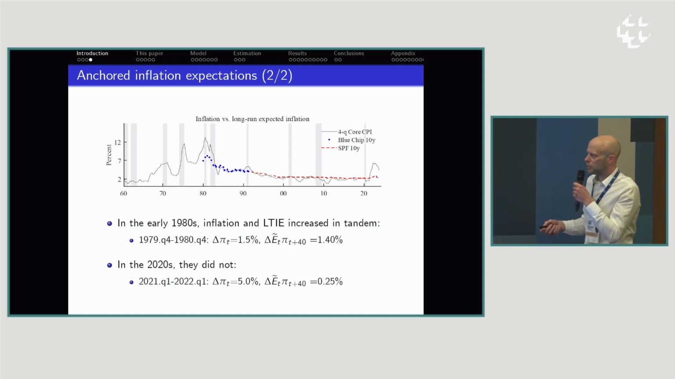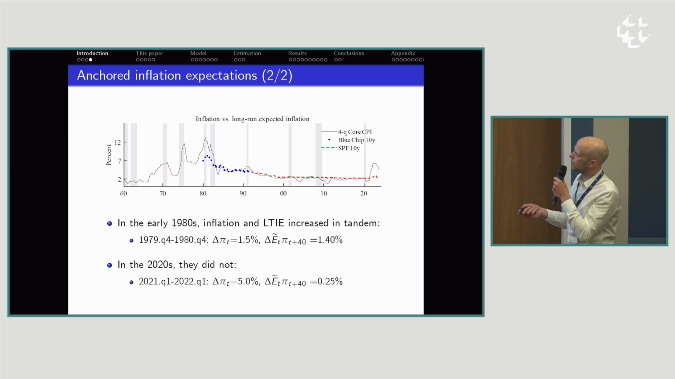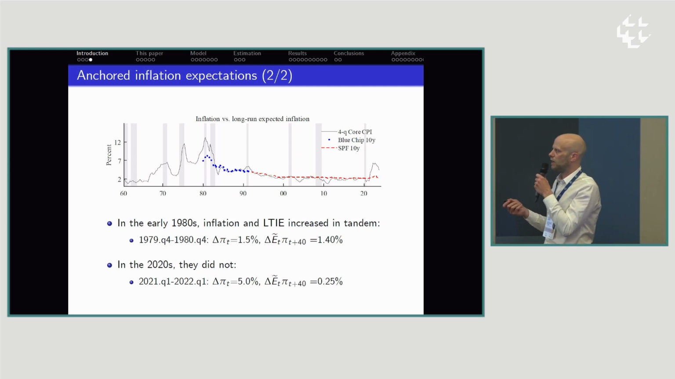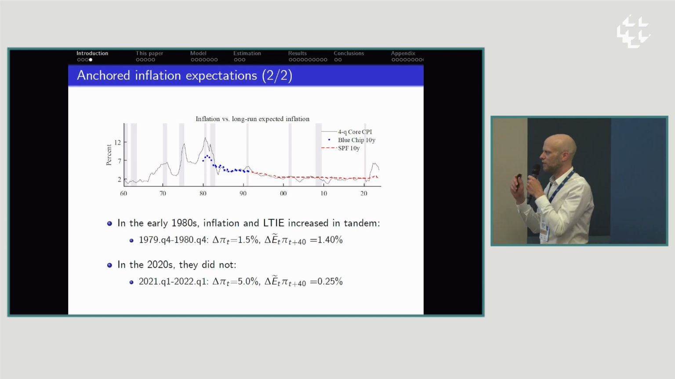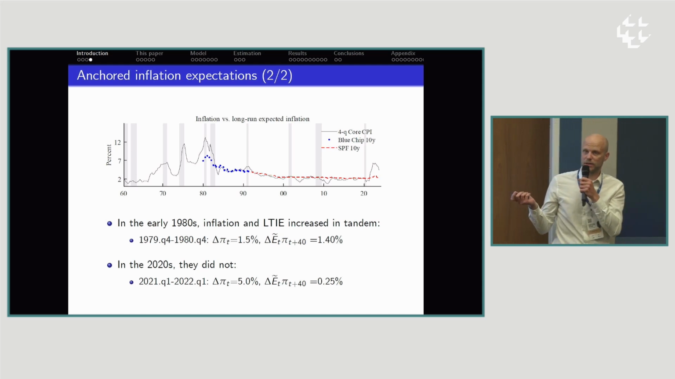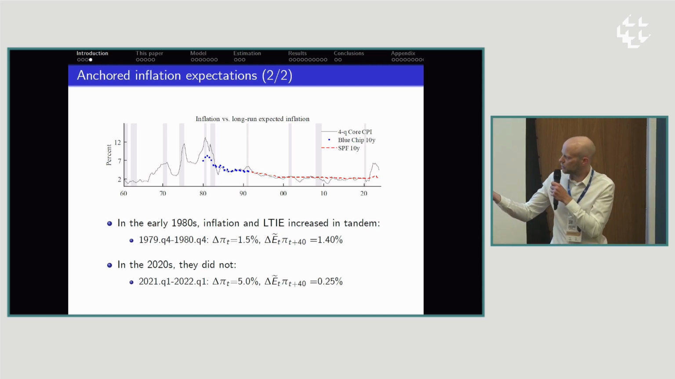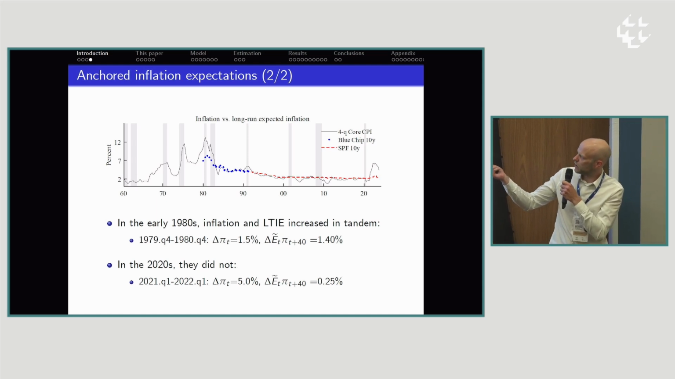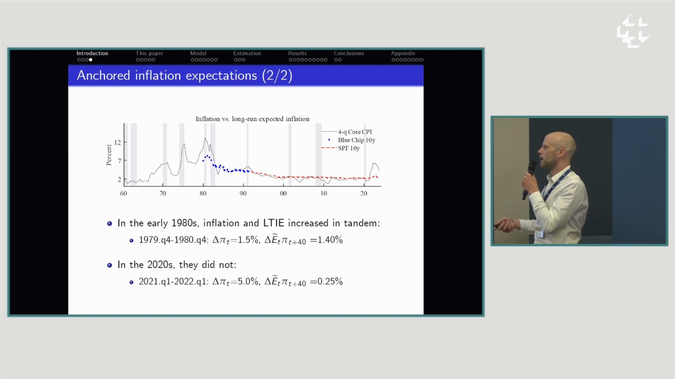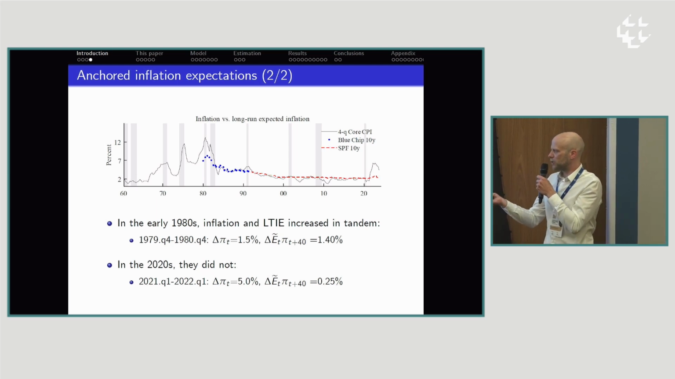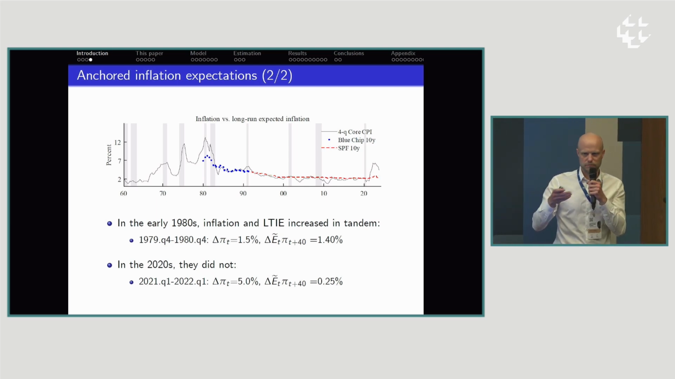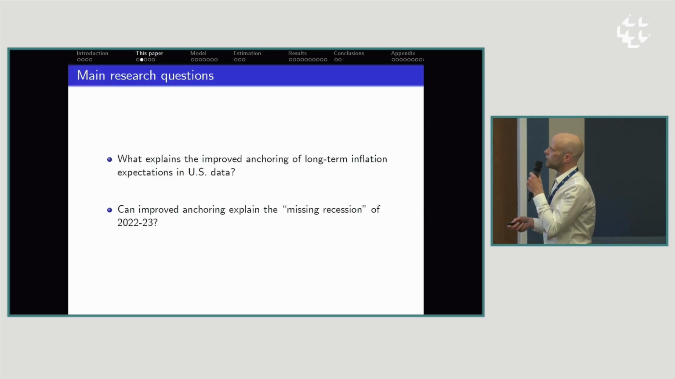Just a brief empirical observation. Here I'm showing you core inflation and two measures of long-term expectations from surveys, the Blue Chip survey and the SPF. We don't have that much data from the late 70s, but what we do have shows that in the early 80s, inflation and long-term inflation expectations increased in tandem. During this one-year period from 79 to 80, actual inflation rose by 1.5%, and 10-year expectations rose almost equivalently, by 1.4%. In the 2020s, that did not happen. From 21 to 22, actual inflation went up by 5 percentage points, and long-term expectations in the data rose by about 25 basis points. So basically constant.